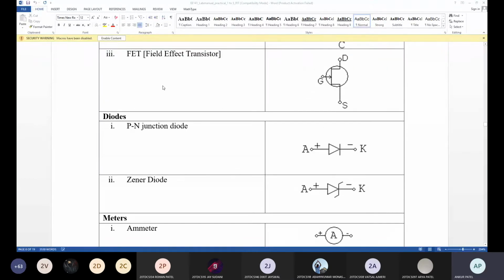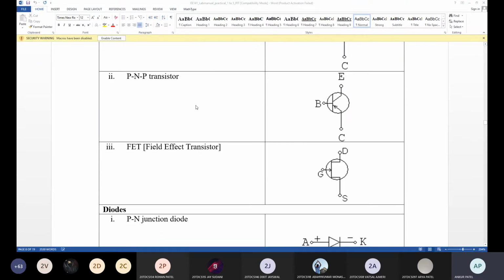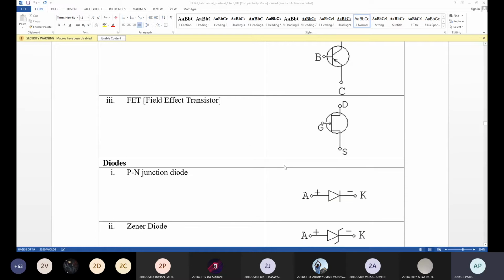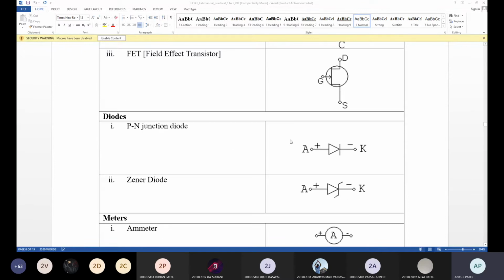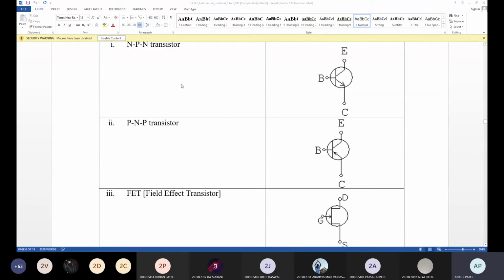Another type is the MOSFET, metal oxide semiconductor field effect transistor. It is also a type of transistor, and it is also called a voltage control device. FET and MOSFET are also used for switching and amplification purposes. According to the application, we use the FET or the MOSFET.